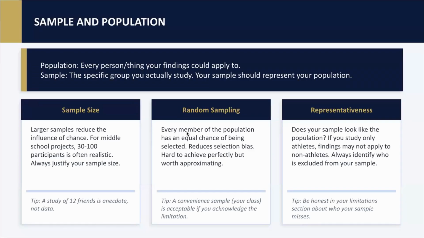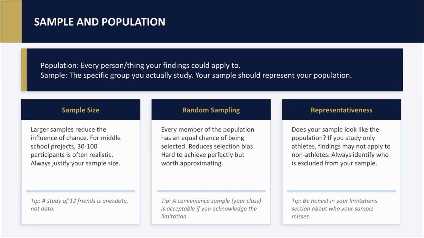Sample and population. Population: every person or thing your findings could apply to. And then the sample. The sample is the specific group that you actually study. Your sample should represent your population. Sample size: larger samples reduce the influence of chance.